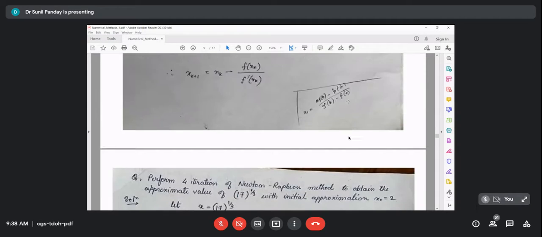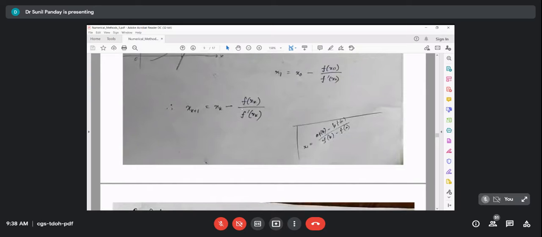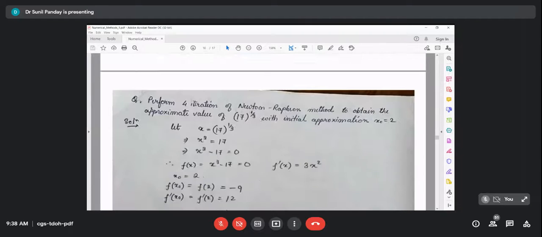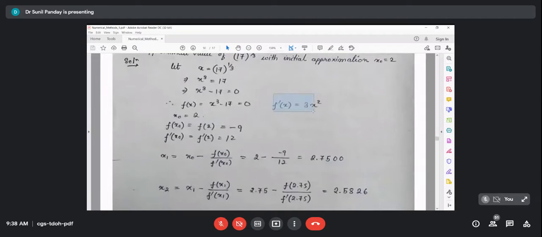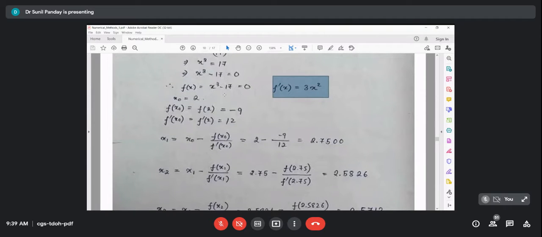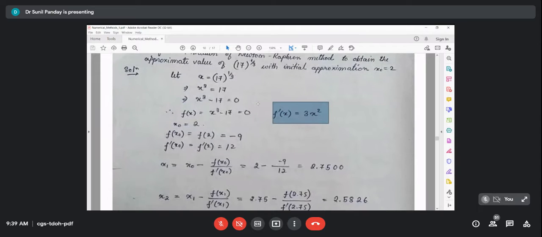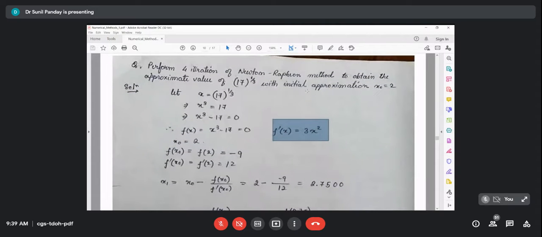And in the Newton-Raphson method, you know that we require the derivative at the initial point also. So we have calculated f dash x also. So this is f dash x. So we have f of x and f dash x. And in this question, it is given that the initial approximation is 2. So you have taken your x naught as 2.